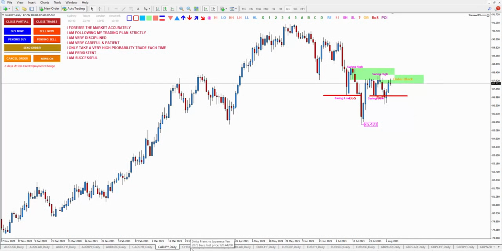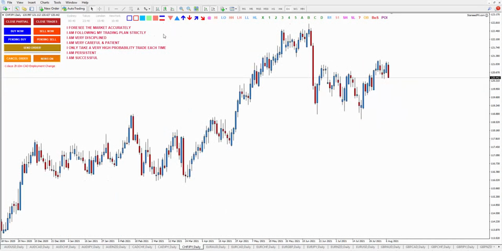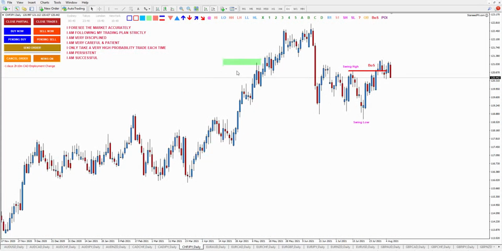All right, now let's go to Swiss franc yen. Here is the last breakout we can see here. So the market is trying to go higher. This is your breakout structure. This is your swing high. This is your swing low. Your order block is the last bearish candle before the breakout happened, and it doesn't give you a good risk reward ratio. I will just skip this Swiss franc yen for now.